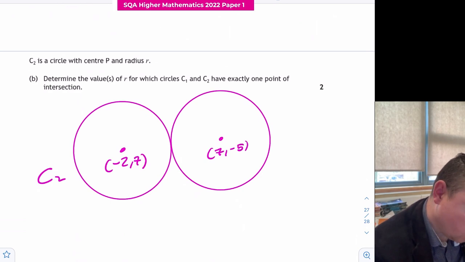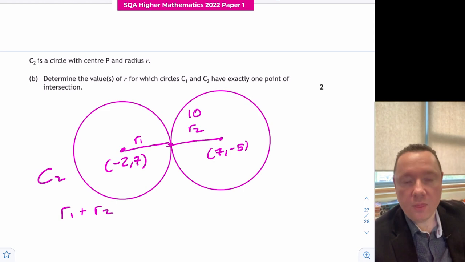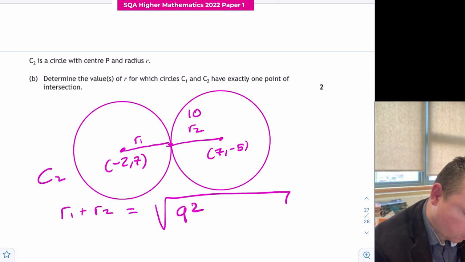So if they're touching at one point, they're just touching externally, so that the radius, let's call it R1, plus R2 would be the distance between the circles. Now we know that the radius of our first circle is already 10. We don't know the radius of our second circle, but we can work out the distance between the centres. So using the distance formula, R1 plus R2 equals the square root of (7 minus minus 2) squared, which is 9 squared, plus (minus 5 minus 7) squared, so plus 12 squared. 9 squared plus 12 squared is 225, which makes 15. The distance between the circles is 15.